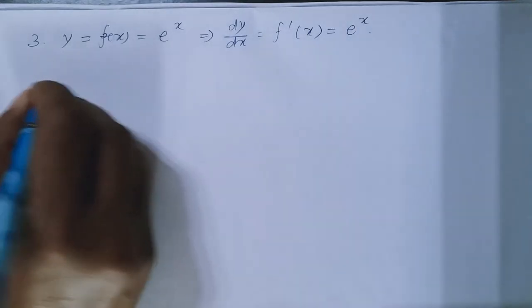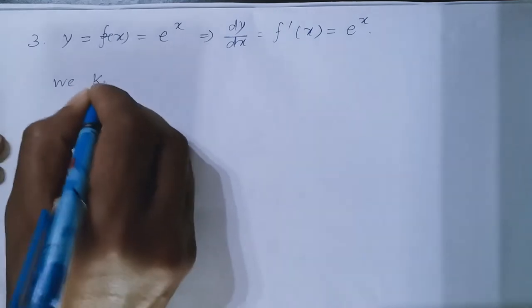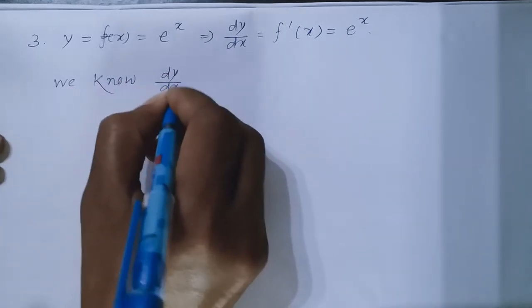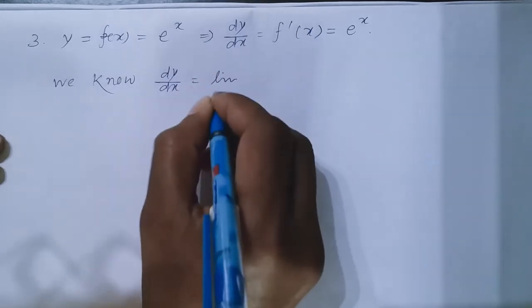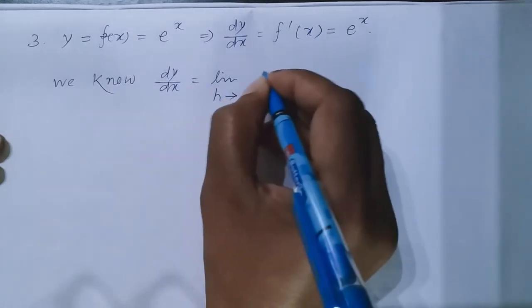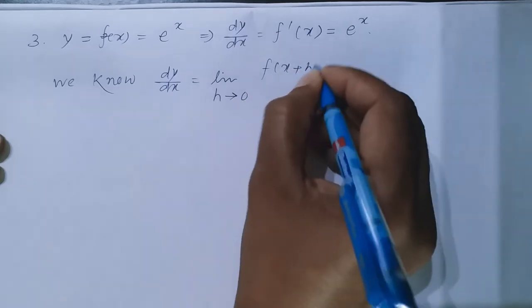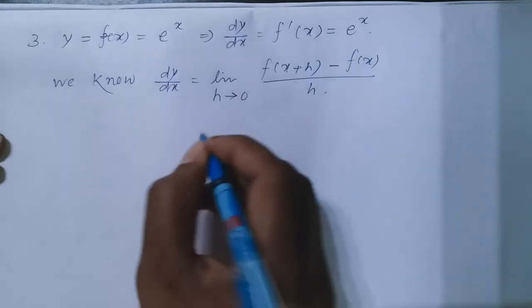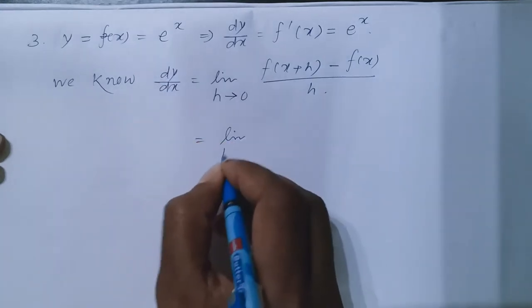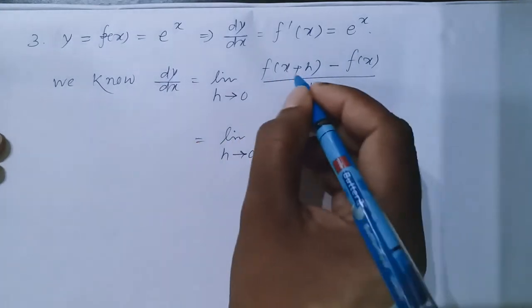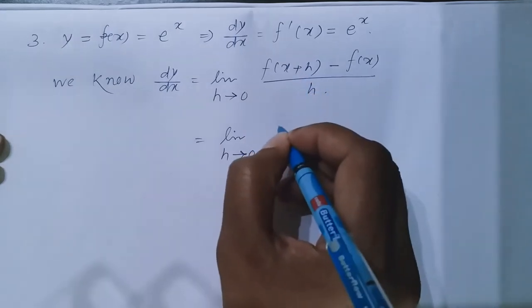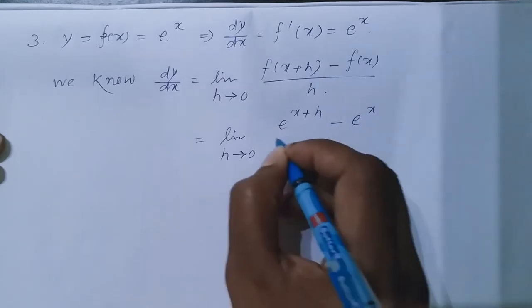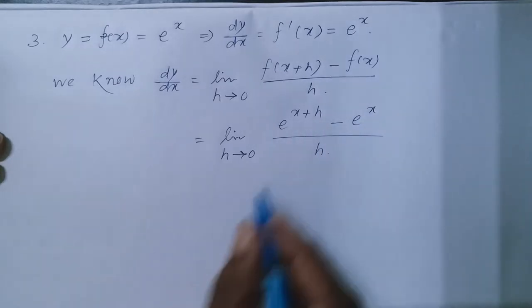So prove it. So we know, same thing, we know dy dx is equal to limit of h tends to 0, then f of (x plus h) minus f(x) whole term by h. And so that is equal to limit h tends to 0. What is f(x plus h)? f(x plus h) is e to the power (x plus h), simply, minus e to the power x, divided by h.